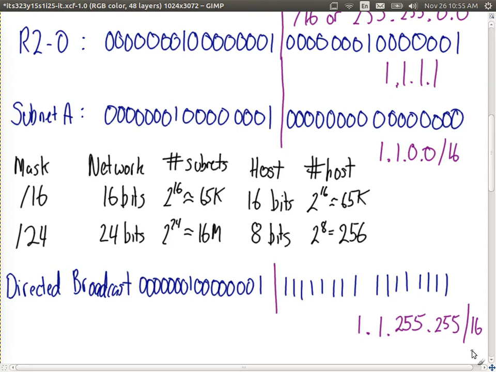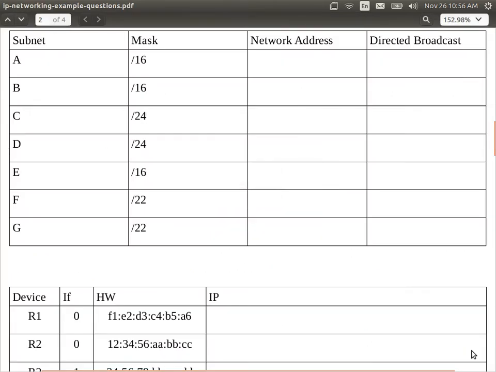Later we'll return and see an example of how it's used. But for now, just be aware how to derive the address. Subnet A has network address 1.1.0.0/16 and has directed broadcast address 1.1.255.255/16. You can fill that in this table. You've already got the network addresses. You can fill in the directed broadcast addresses for the other subnets as well. You can do that for homework. We will not need it today, I think.